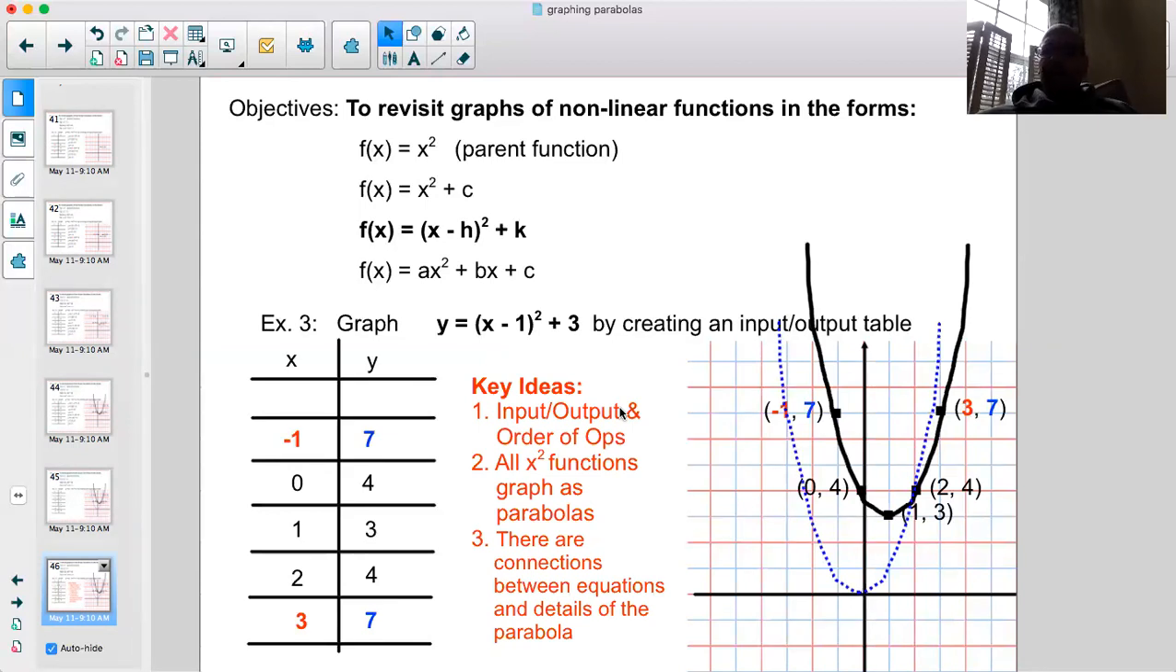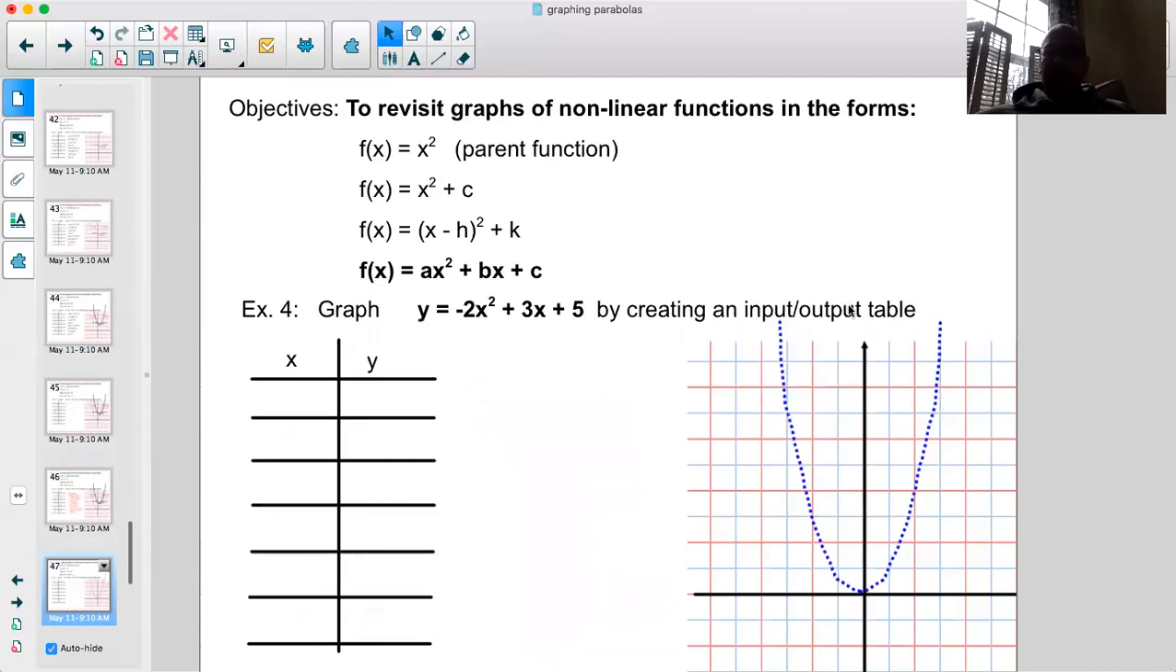It's a good way to check your work. If you're not seeing a U shape, something went wrong. Or if you're seeing something that looks a little more like a line, maybe you're just working on one side of the vertex and you need to identify some points on the other side. And then once again, there are connections between equations and the details of the parabola.